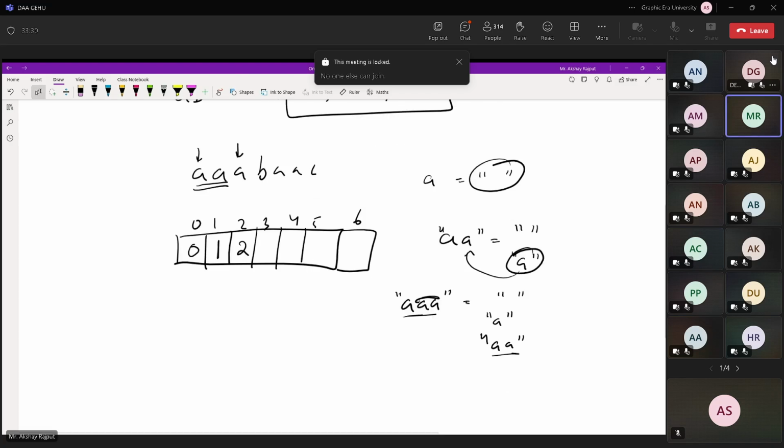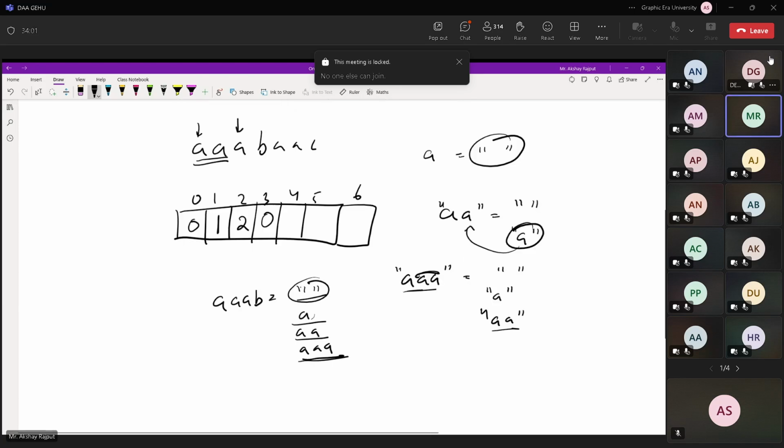Okay. Next is AAAB. What are the proper prefixes? Empty, A, AA, and AAA. And what is the length of the longest proper prefix which is also a suffix? Is this a suffix here? No, it is not a suffix because it ends with B. Is this a suffix here? No. Is this a suffix here? No. Is this a suffix? Yes, because empty is always a suffix. So this will become 0.